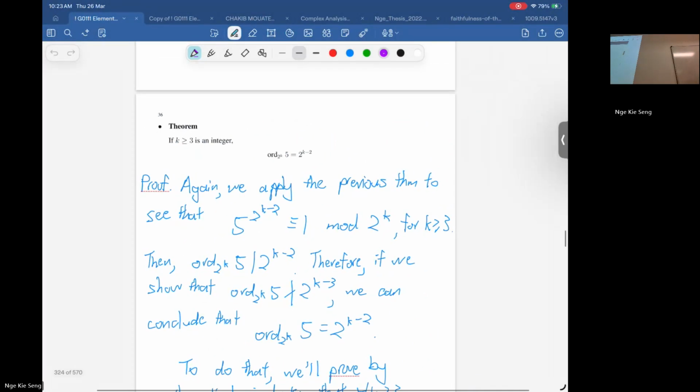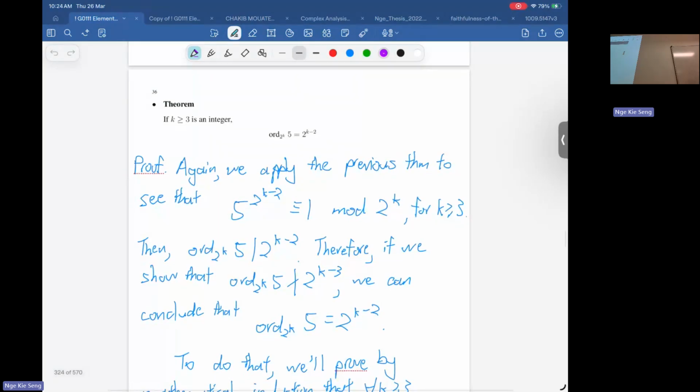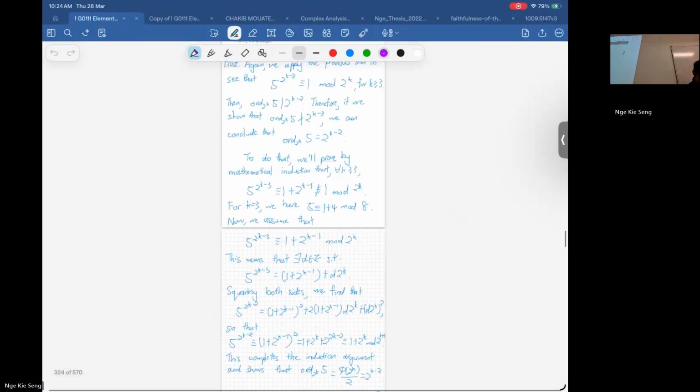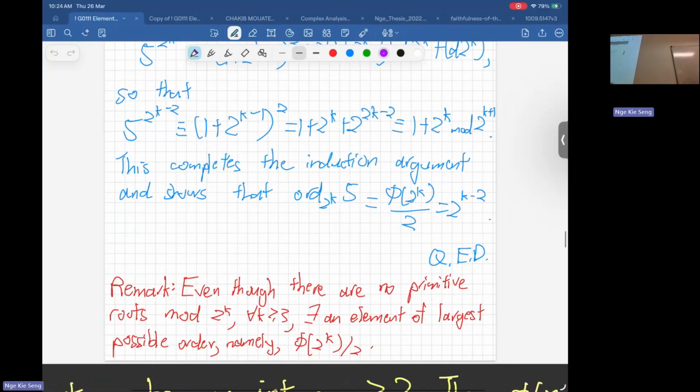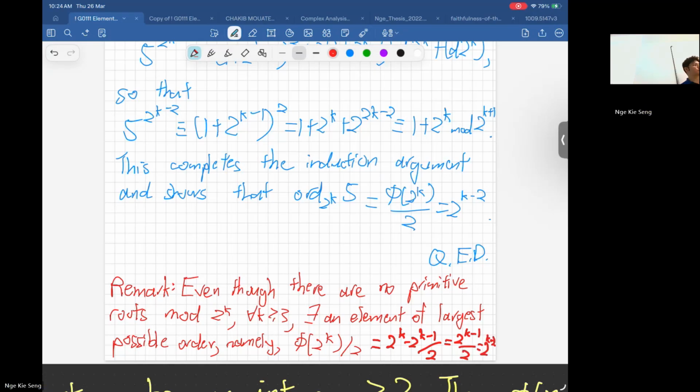Order of 5 to the 2k equals 2 to the k minus 2. So I remark here: even though there are no primitive roots mod 2k, there exists an element of largest possible order, which is 5 of 2k over 2. Maybe I can calculate here: 2 to the k minus 1 over 2 equals 2 to the k minus 1 over 2. So in our case, it's 2 to the 3, which is 8.